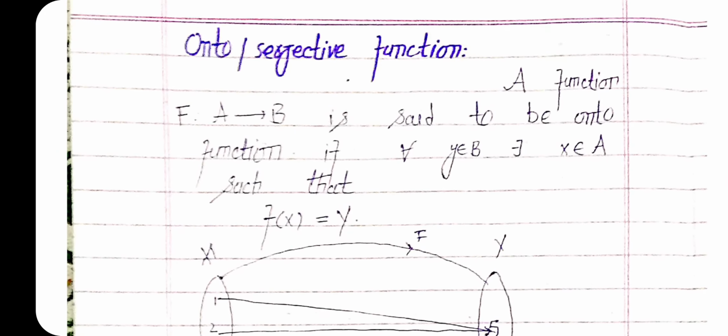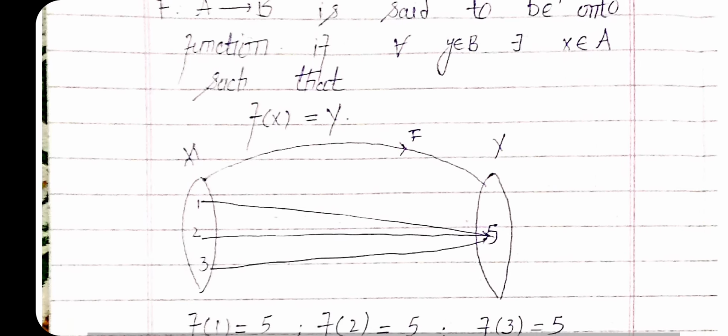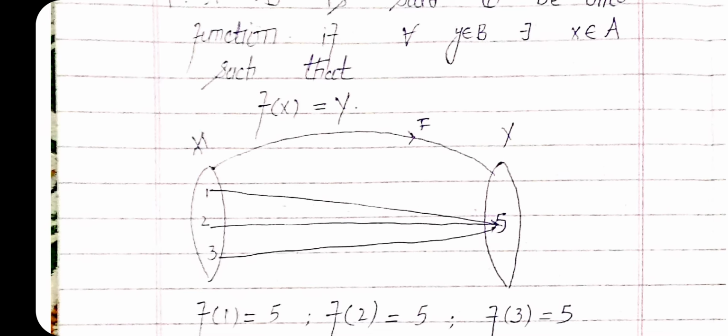Next type of function is the onto or surjective function. A function is said to be an onto function if for all elements y belonging to B there exists an element x in A such that f of x equals y, or in other words, y is the image of some element of x. Then we can see that every y is an image of some element of x.